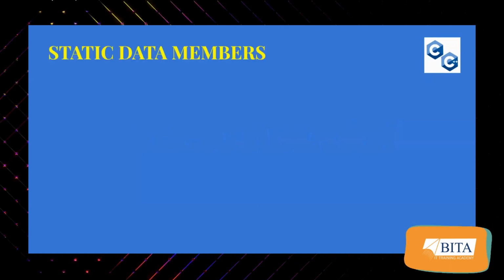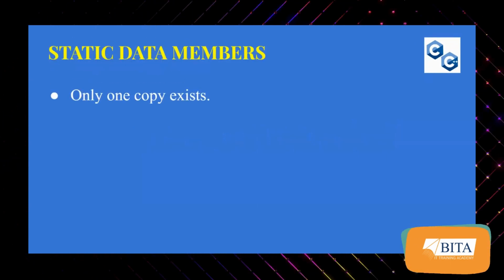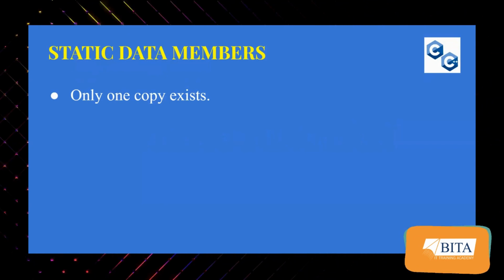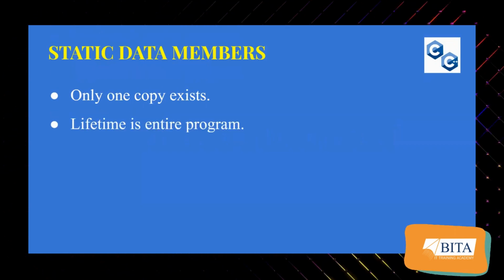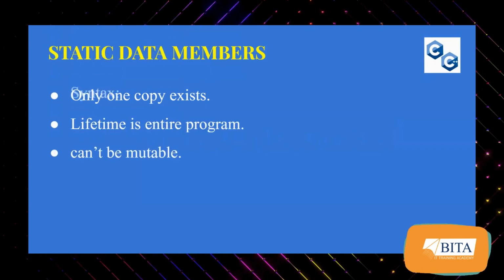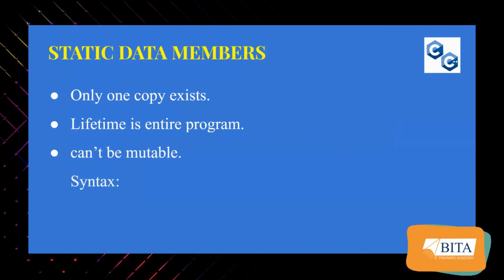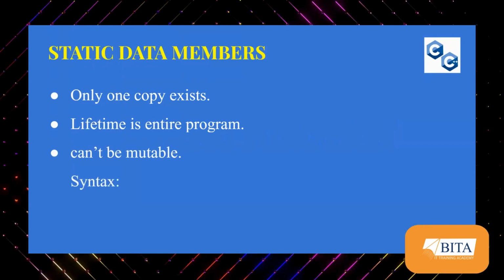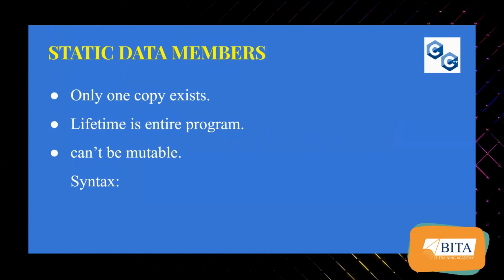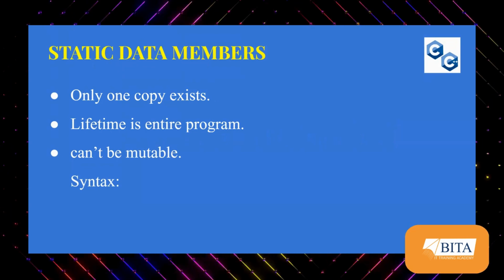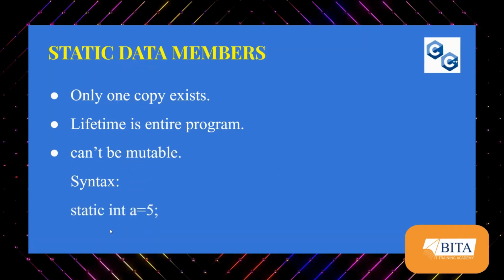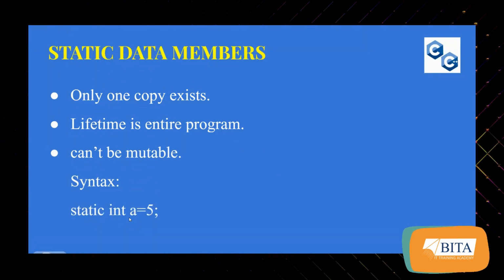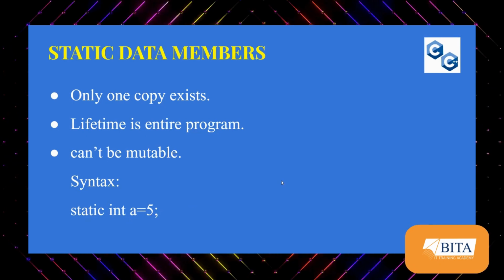Static data members. When we declare a member of a class as static, it means no matter how many objects of the class are created, there is only one copy of it. It is initialized before any object of the class is created. And it is visible only within the class, but its lifetime is the entire program. And they cannot be mutable. So this is the syntax to declare the variable as static: static int a = 5.